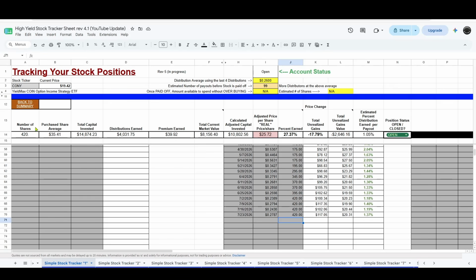And back on CONY, if I were to sell those, I would take a loss, but it would now only be a loss of $2,646 versus the before, close to $2,800.